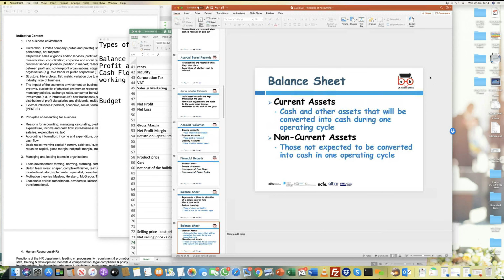Now, when we look at assets, we can classify them further into current assets and non-current assets. When I say current asset, I mean items which can be converted into cash during a current operating cycle, that means during the current financial year. Anything which cannot be converted into cash in the current year would be called a non-current asset.